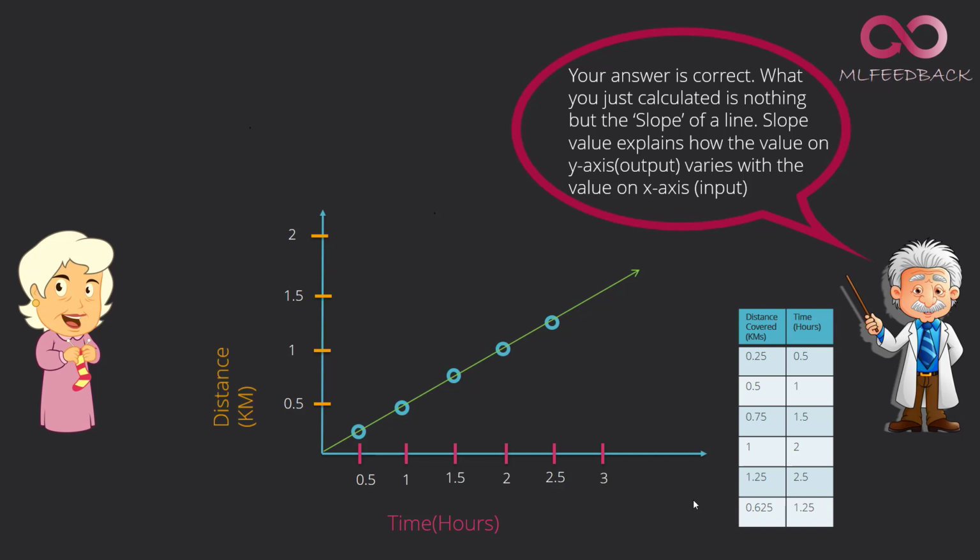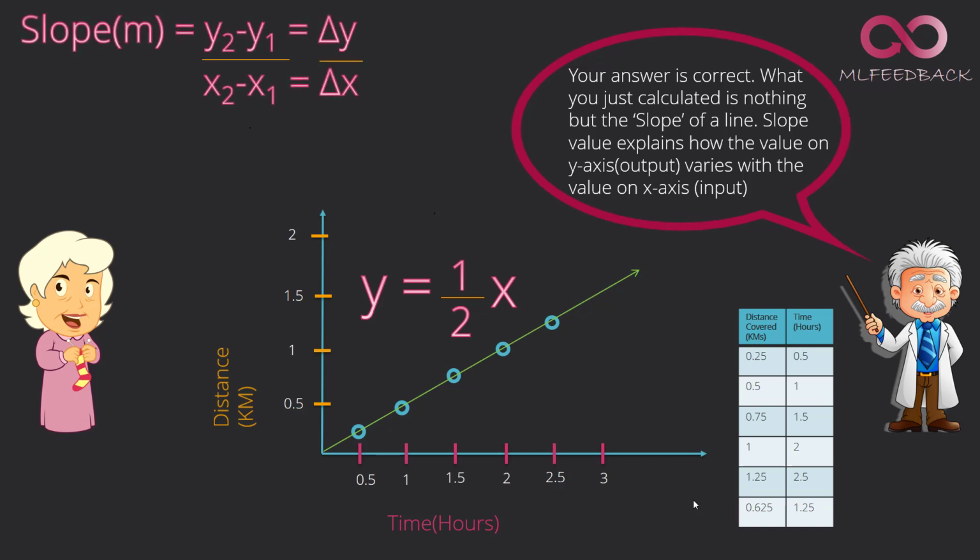The way you quantify the relationship between the x-axis value and the y-axis value is nothing but slope. Slope value explains how the value on the y-axis varies with the value on the x-axis. And can we say this equation y equal to half x represents this line? The half representing slope. And we define slope as the ratio of difference in y coordinate values by difference in x coordinate values. So what are these coordinates?